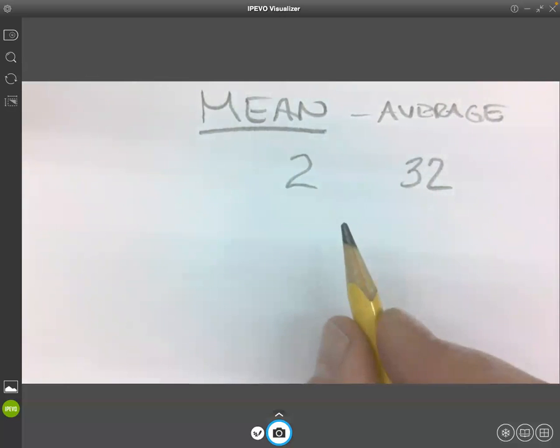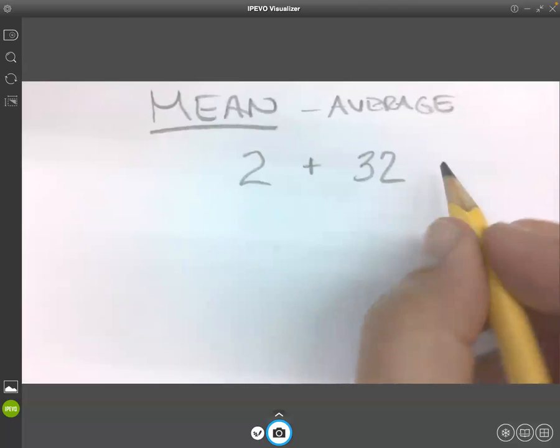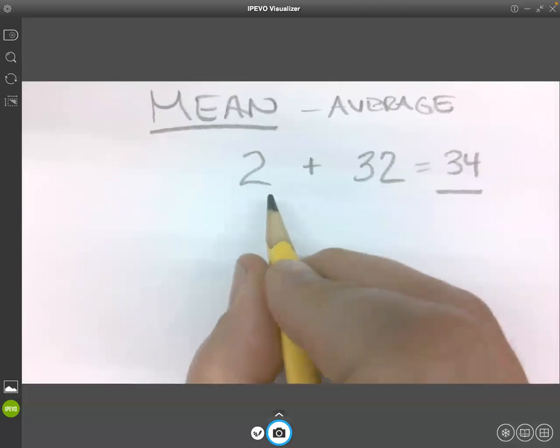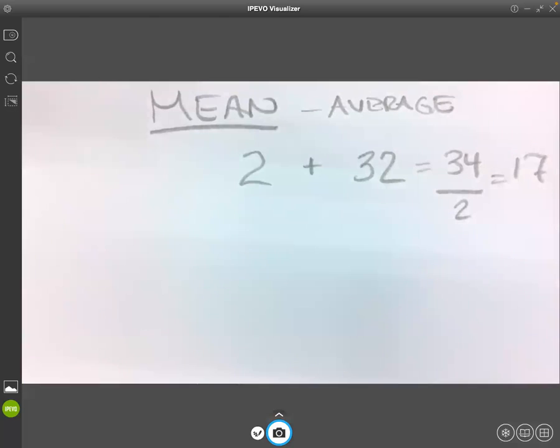How do we do it? Add them together. So 2 plus 32 equals 34. And then divide by, because there's 2 of them, we divide by 2. So it'd be 17. Now here's the harder question though. What does it mean? What does that number mean? What significance does it have? Yeah, well, that's what it says, but what does it mean?